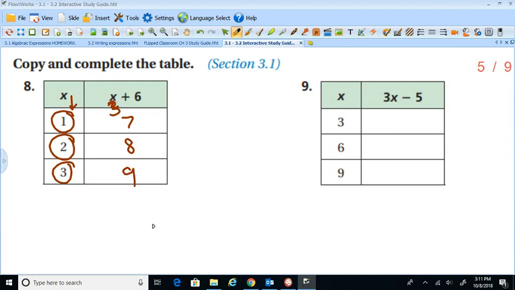Number 9, same idea. Put a 3 here. Now this time it's 3 times the value of 3, which equals 9. 9 minus 5, 4. Put a 6 in there. Now it's 3 times 6, which is 18. 18 minus 5, 13. And finally put a 9 in there. 3 times the value of 9, which is 27. 27 minus 5, 22.